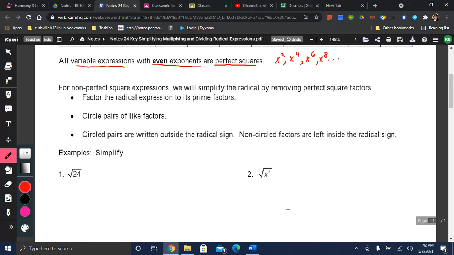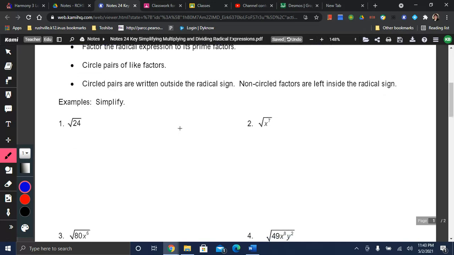We're going to look at problems today where we either have perfect squares or, if they are not perfect squares, then we're going to simplify. We're going to do that by removing perfect square factors. And I've got a little procedure here for doing that, which I'll explain as we go through the process.